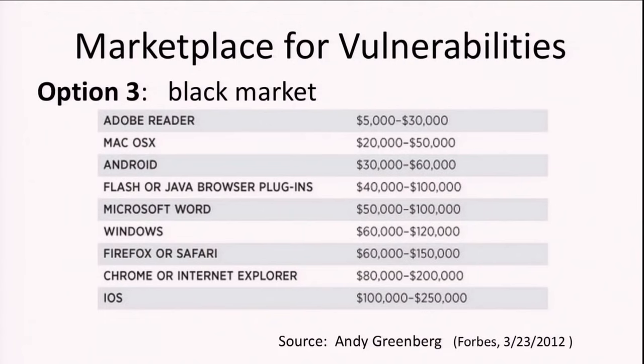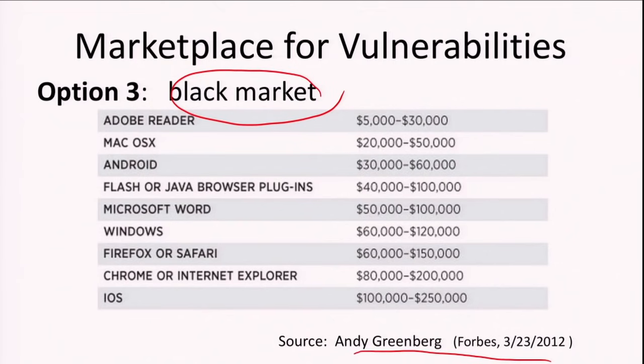And then third, which is a bad one, is the black market. The black market is where you go and sell a vulnerability that you found, right? So if you find an Adobe Reader vulnerability, apparently according to Andy Greenberg of Forbes, in 2012 the rate was from $5,000 to $30,000. Windows vulnerabilities were going for $60,000 to $120,000. iOS was going from $100,000 to $250,000.